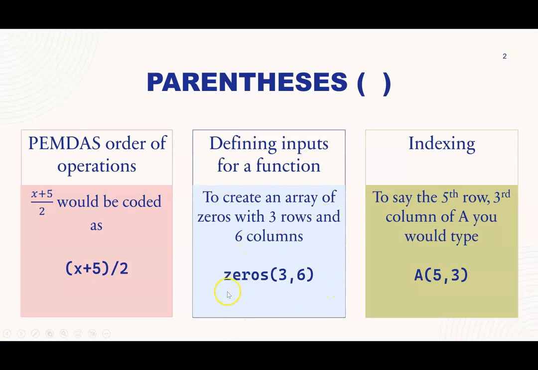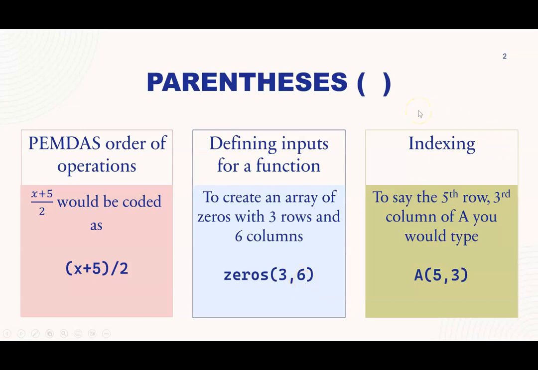So for example, when we're using our zeros function that creates arrays of zeros, we would have zeros and then enclosed in parentheses are our inputs. The first input here is the number of rows of zeros. The second input here is the number of columns of zeros.